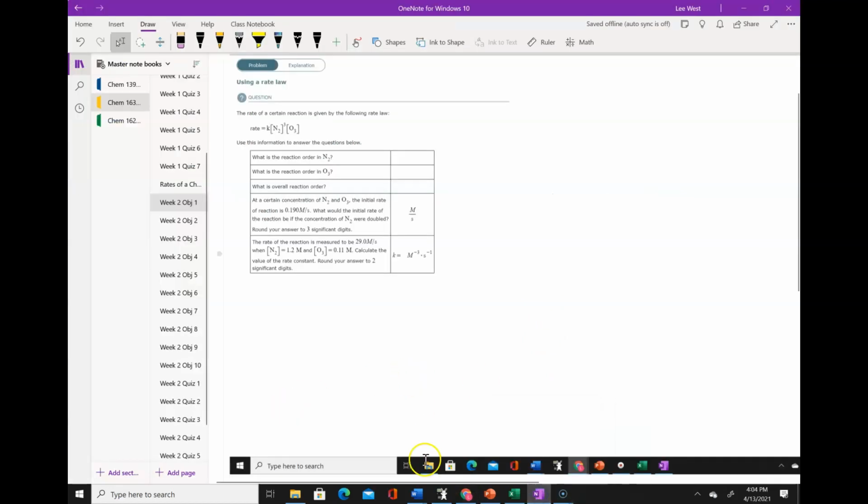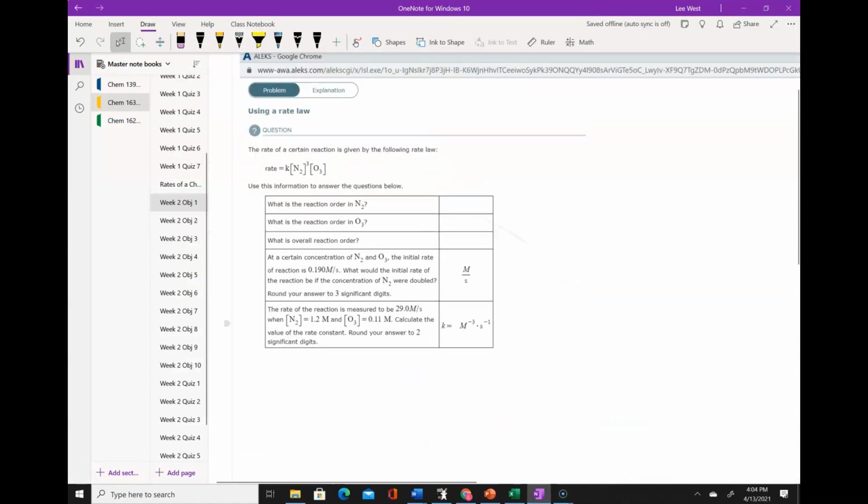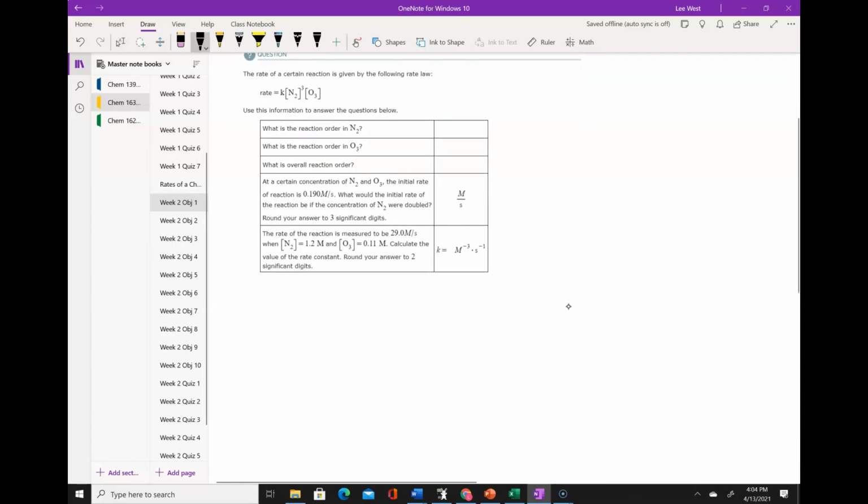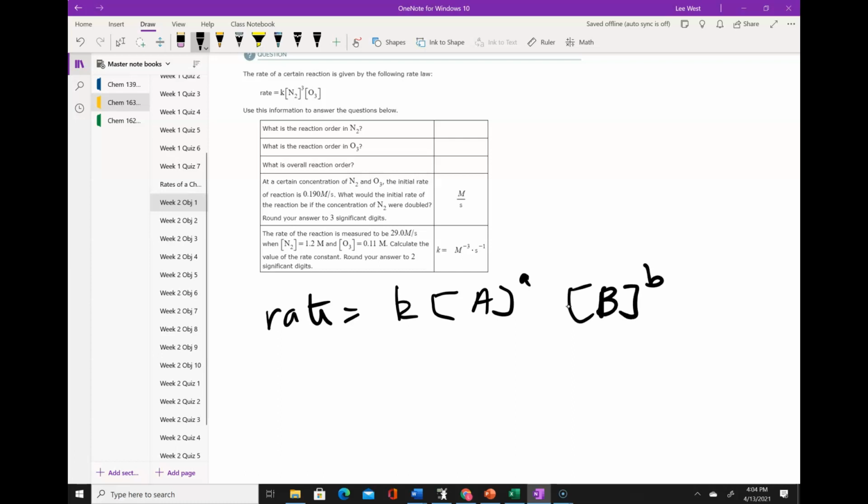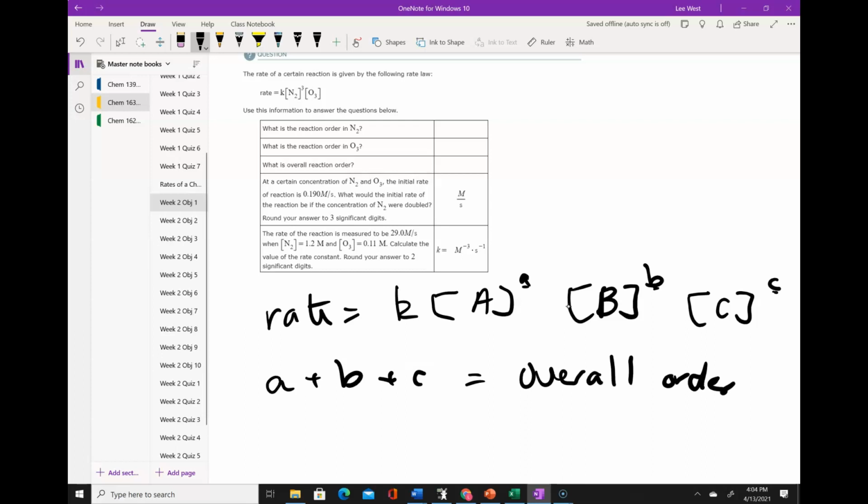Okay, back to the problems though. So this first problem here is all about using a rate law. Just in case you don't know, a rate law is going to look like this. Rate equals a constant K called the rate constant multiplied by the concentration of each of our reactants raised to a particular power. And these powers here that I've indicated with the lowercase letters, they're called the order of that reactant. And if you add all of the powers together, 3 of them in this case, you get the overall order of the reaction.